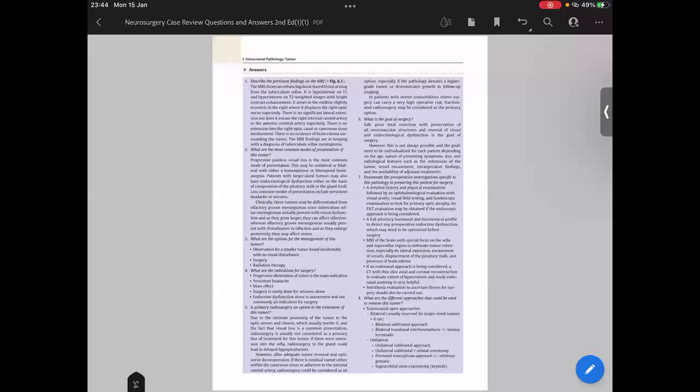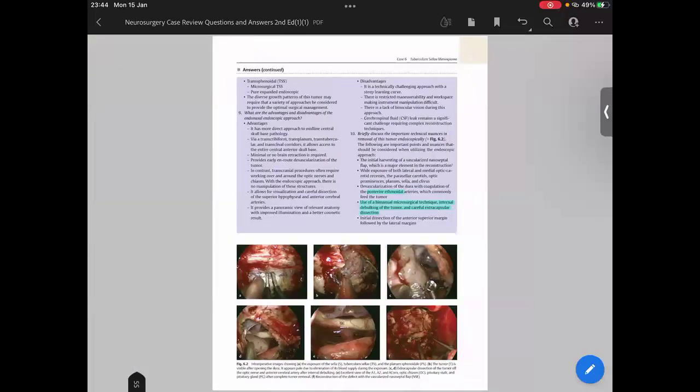You have the unilateral subfrontal, the unilateral subfrontal plus orbital osteotomy, the pterional transsylvian approach or the orbitozygomatic, then the supra-orbital mini craniotomy or keyhole. And we have the transsphenoidal approaches, which can be microsurgical transsphenoidal surgery or the pure expanded endoscopic.